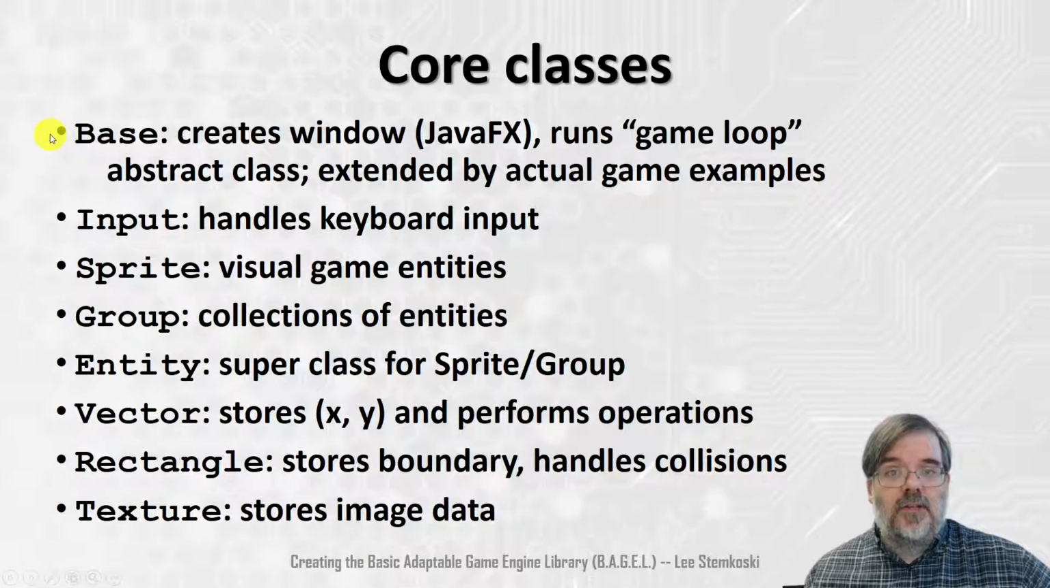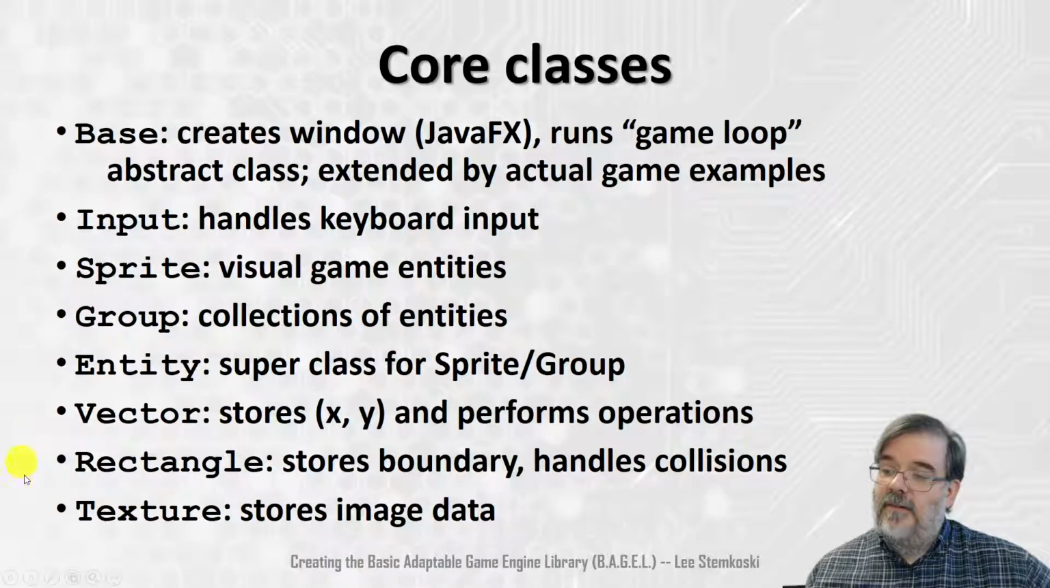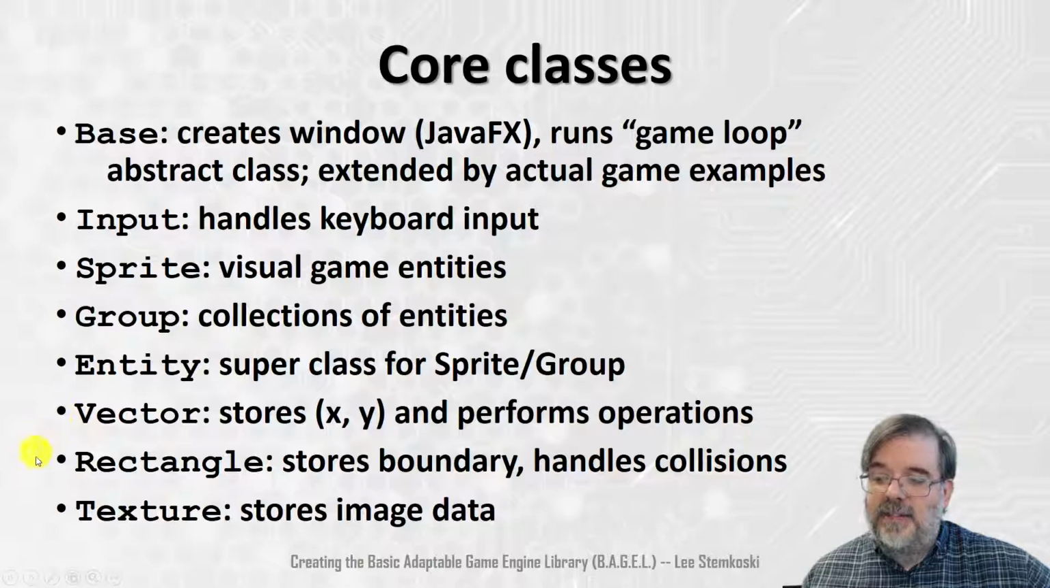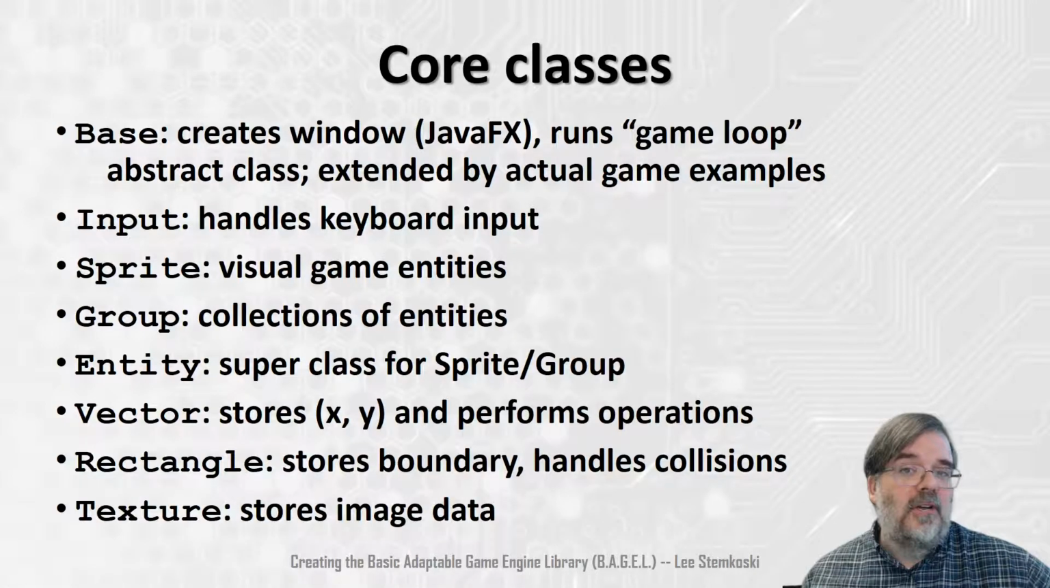So to create the Starfish Collector game, these are the different classes we're going to need. We'll first start off by implementing the vector class. It's kind of the simplest class. Then we'll discuss the rectangle class and then the texture class. And once we have these three, then we can move on to sprites, groups, and entities. And then we'll create the base and input classes. So that's the plan for the first third of this set of videos. And then we'll have our simple game, Starfish Collector, up and running as soon as possible.